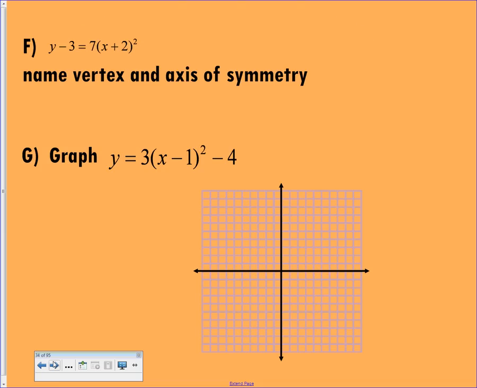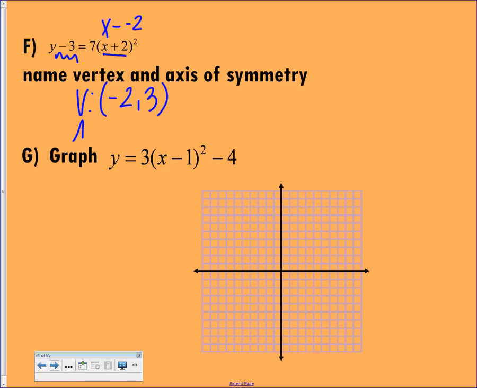They give us y minus 3 equals 7, and then x plus 2 squared. So I want to know the vertex and the axis of symmetry. So my vertex is h, k. H is what's being subtracted from my x. So what's being subtracted there is a -2, because this could also be written as x minus a -2. And then what's being subtracted from my y is a 3. So that's where that opposite day comes in. It says +2, but what's being subtracted is then -2.